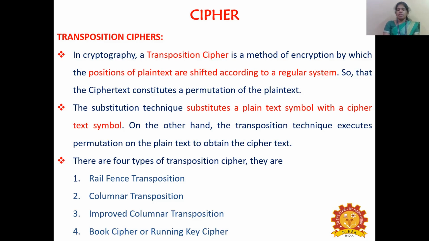In transposition cipher, we are having four types. First one is rail fence transposition, columnar transposition, next improved columnar transposition, at last book cipher or running key cipher. These are the four types of transposition cipher: rail fence, columnar, improved columnar transposition, book cipher or running key cipher.